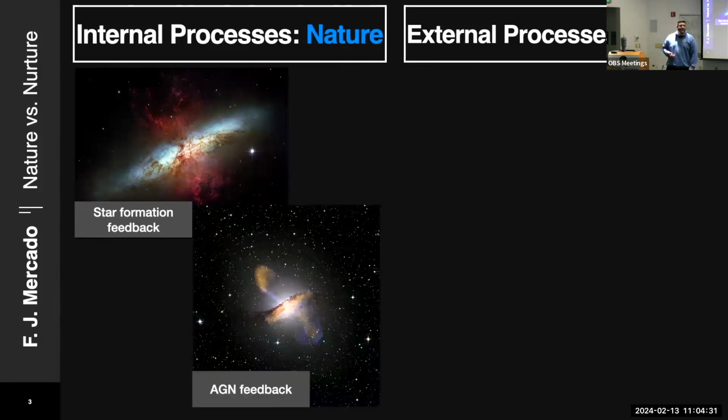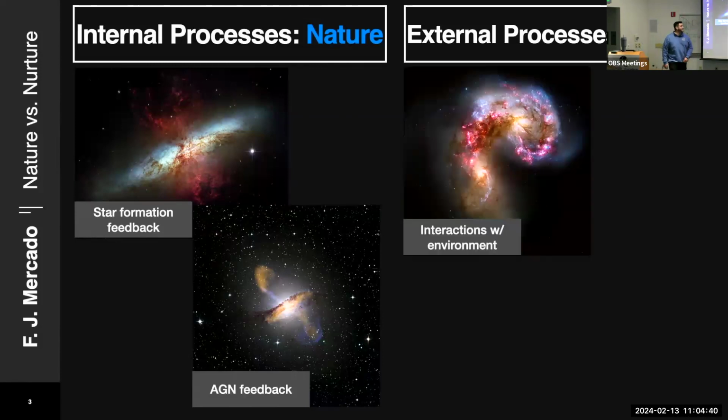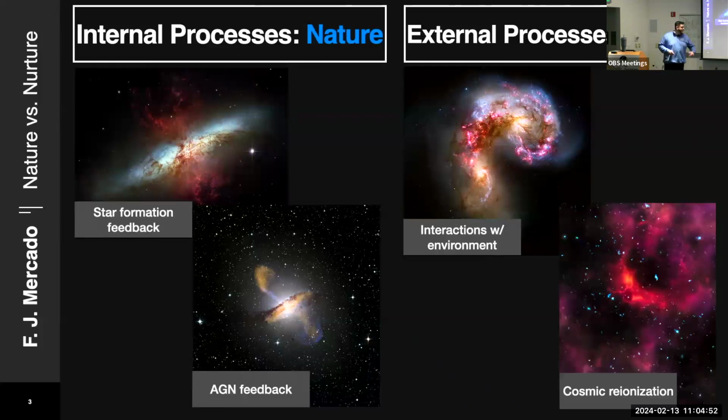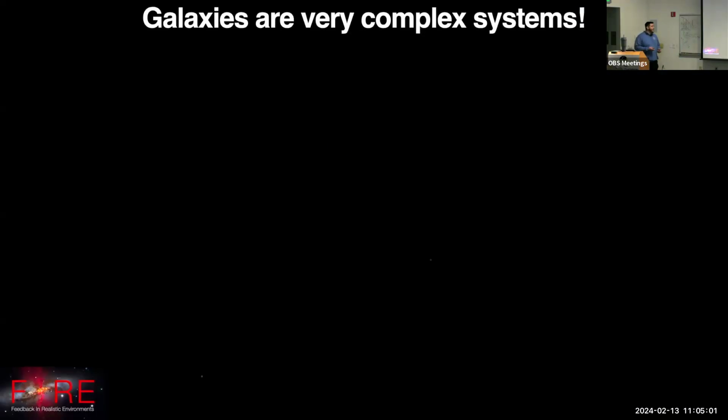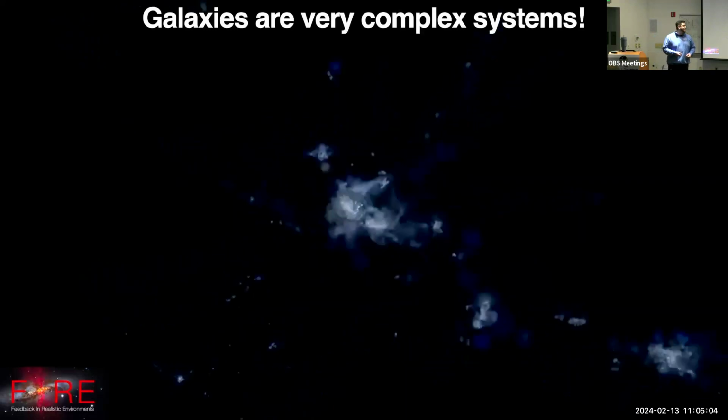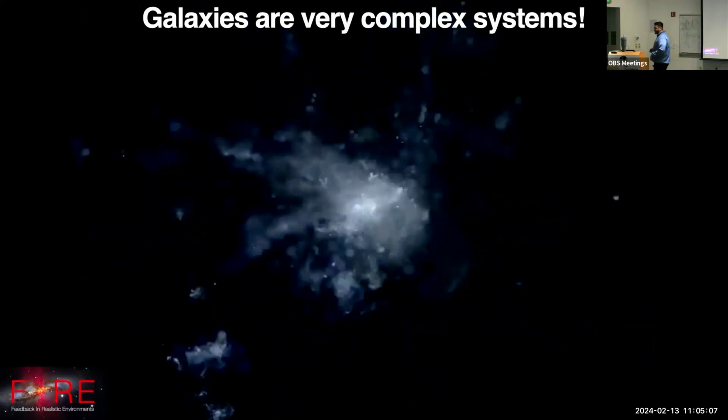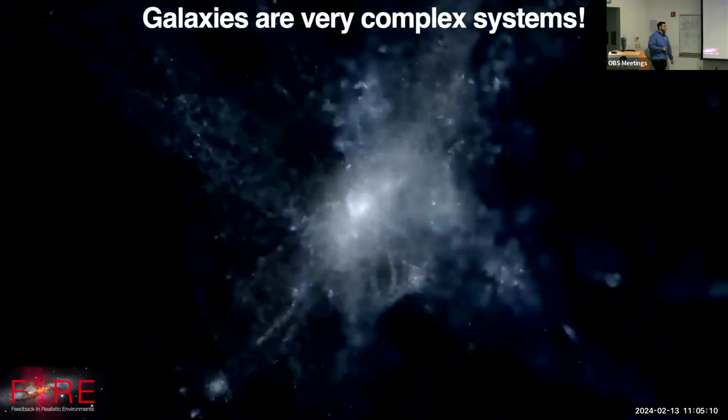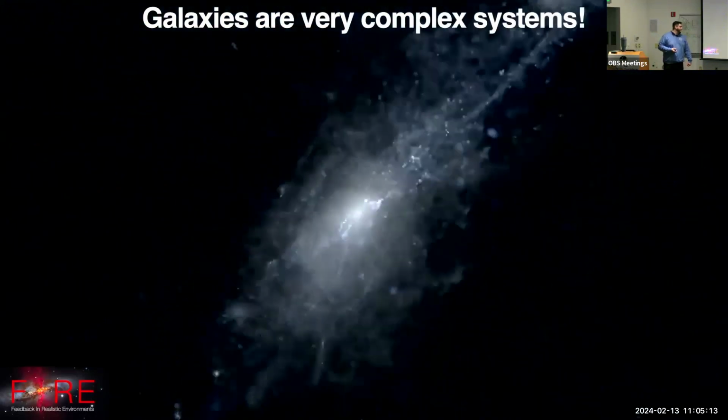Another example of this might be AGN feedback, right? This is sort of at a larger scale that this might be impacting a galaxy. On the other hand, you might have processes like interactions with a galaxy's environment. That's part of your sort of external processes, or excuse me, the nurture side of things. And then finally, potentially cosmic ray ionization, right? And so all of these processes come together to really make one fact abundantly clear, and that is that galaxies are very complex systems.